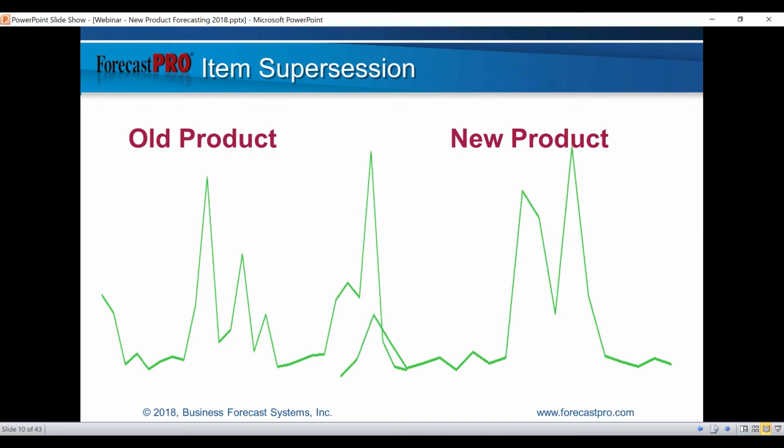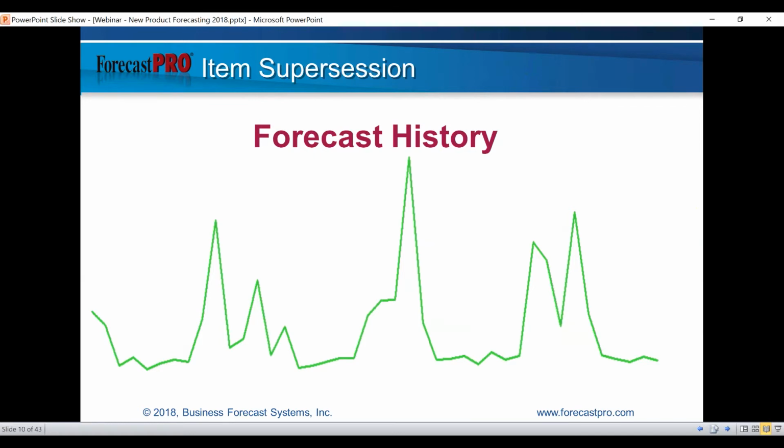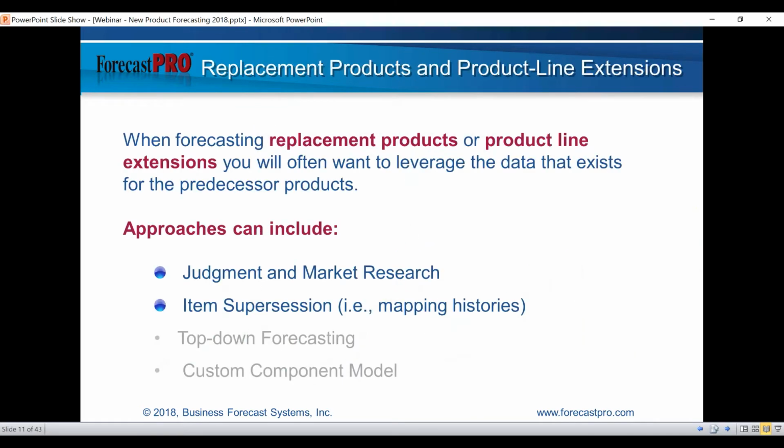And what we do in item supersession is we simply merge together these two demand histories to create a forecast history. And when we say merge together, really what we're doing is simply adding together those two histories. And now we have a history that is going to be much more robust for the rest of the forecasting process. So that is item supersession. Again, very straightforward and simple to use and very useful.